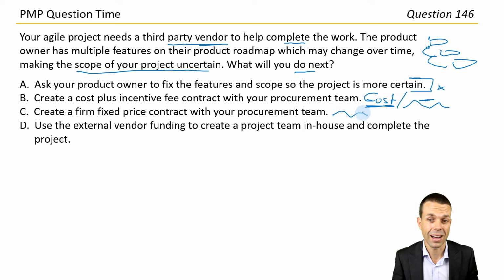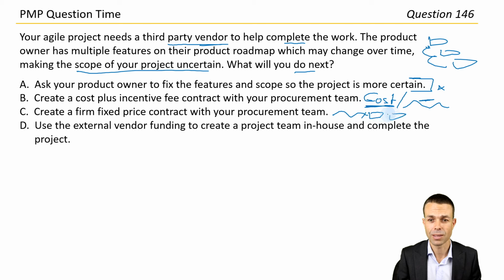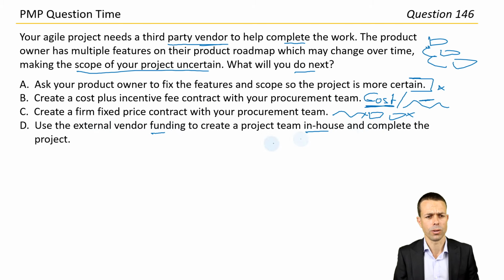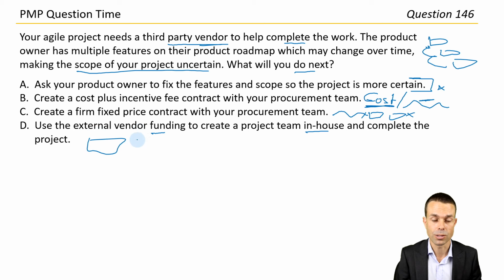So it's probably not fair to us or to the vendor to have a firm fixed price for a firm scope. Let's put a no for now. Use the external vendor funding to create a project team in-house and complete the project. Wow, okay. Part of Agile is the whole team approach, where we're trying to bring everyone into the project team.